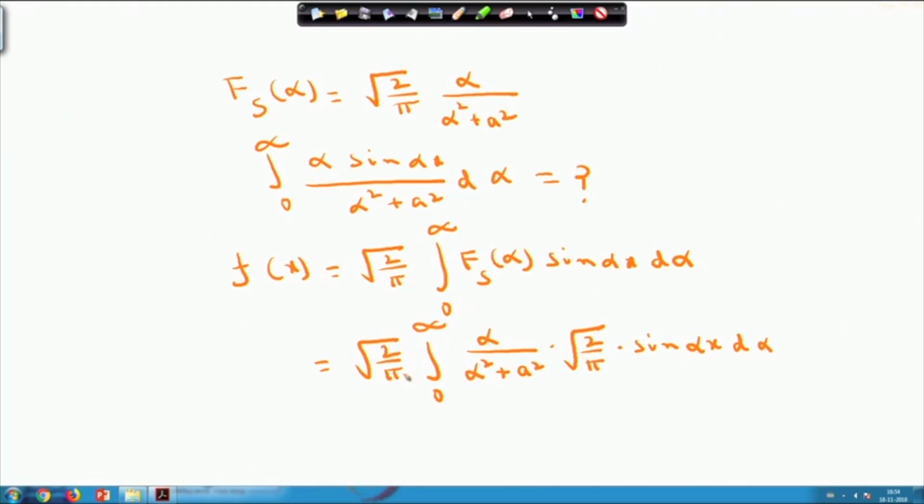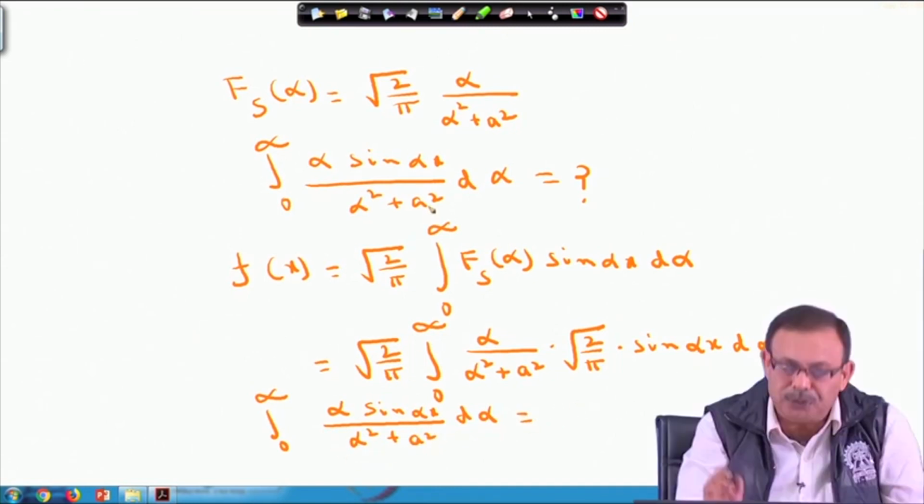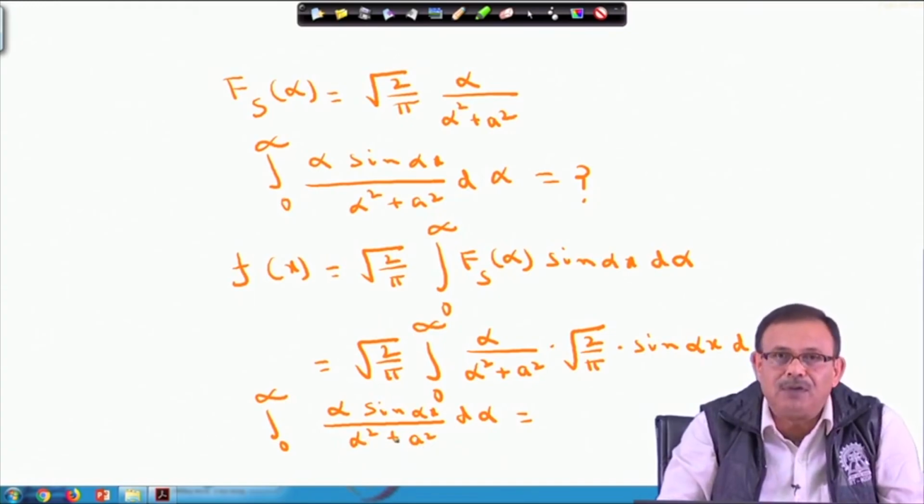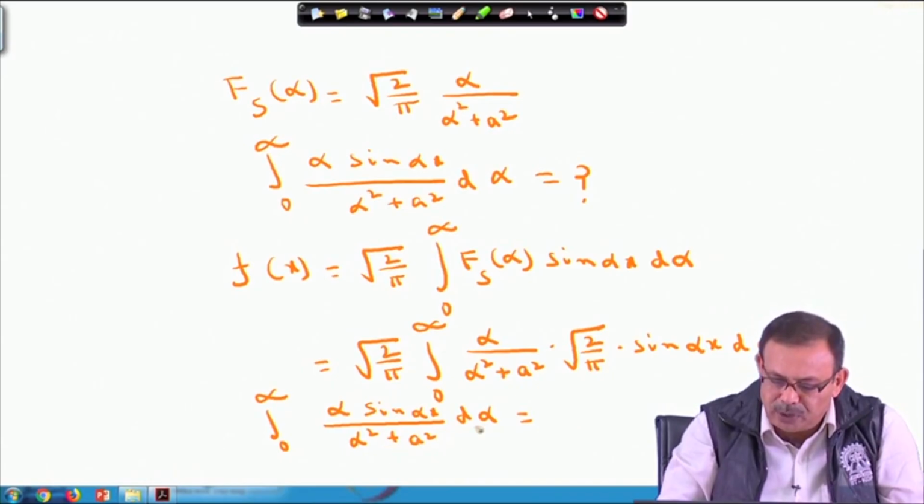Therefore, root over 2 by pi into root over 2 by pi will become 2 by pi, and this integral I can now write down as 0 to infinity alpha into sine alpha x divided by alpha square plus a square d alpha. So basically, we got back the integral which we have to evaluate: 0 to infinity alpha into sine alpha x by alpha square plus a square d alpha.